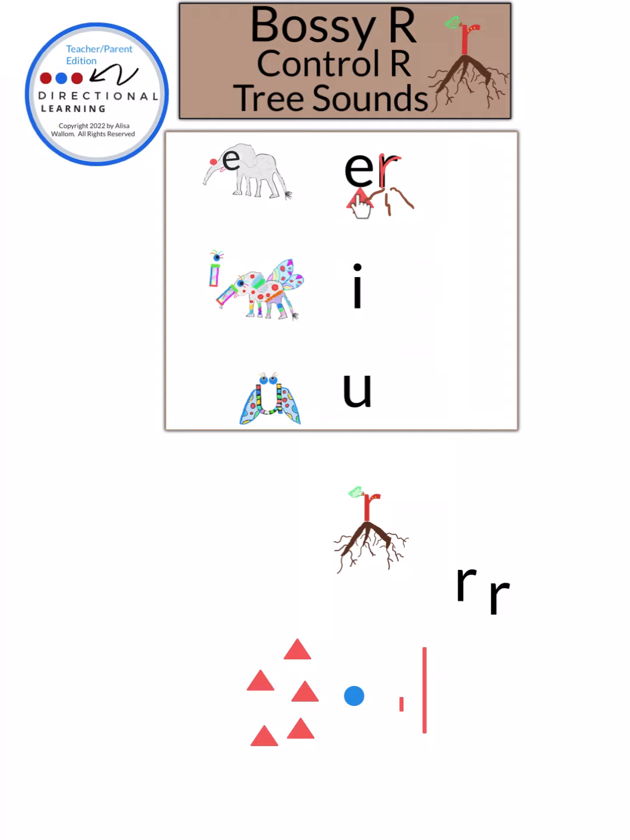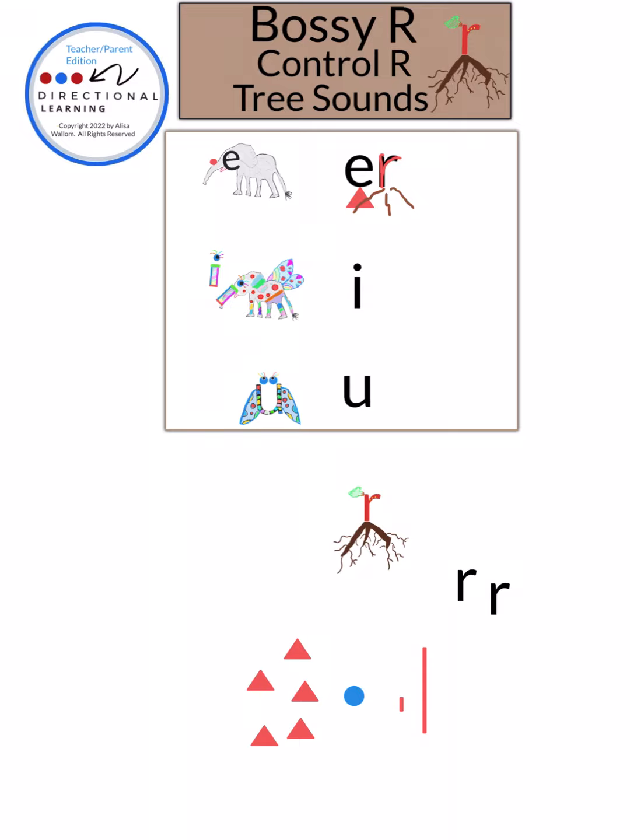So you want to put a root over there. They can do more roots if they want. However they want to do it, there's no right or wrong way. Then I tell them, now that it became the red reptile tree, guess what? It has superpowers. It's going to be the bossy R and control the sound. So it's going to simply silence the elephant.